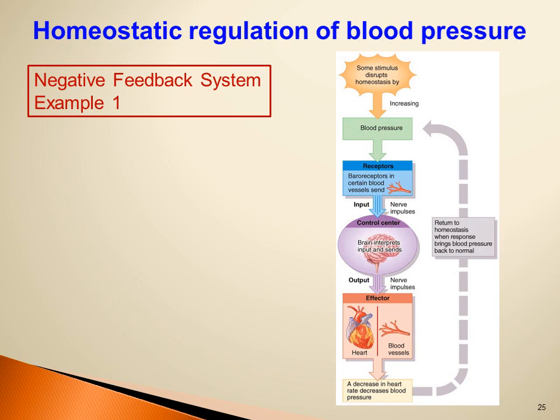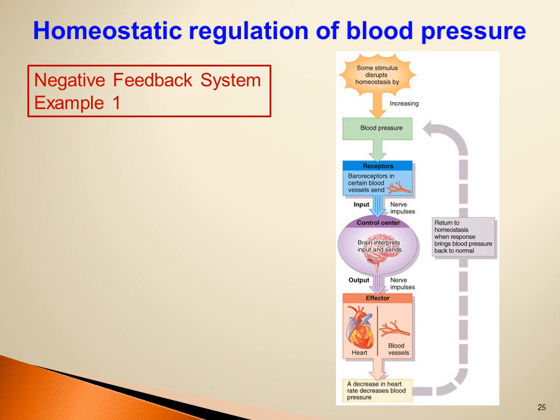Let's see some examples about homeostatic mechanisms. Let's study this example, which is the first example of a negative feedback system, the homeostatic regulation of blood pressure. As we see in this figure, the stimulus is an increase in blood pressure. The high blood pressure will stimulate special receptors in the large blood vessels near the heart, and these receptors are called baroreceptors because they sense changes in pressure.